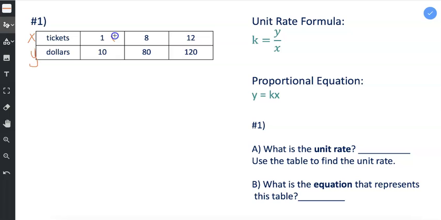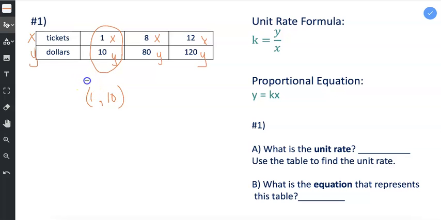These are the x values, all of the values in the top row, and I'm actually going to label each of them. I'm also going to label all of the y values in the bottom row. And then, just like we did with the graph, we're going to choose a point. You can choose any of the points. And then I'm going to label it like I did when we chose a point from the graph.